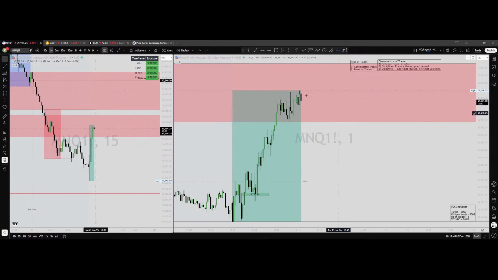you need a process. So I'm basically looking for a level of interest on a major time frame, a higher time frame, like 15-minute, 1-hour or 4-hour time frame. Have a bias based on that, and wait for that level of interest.